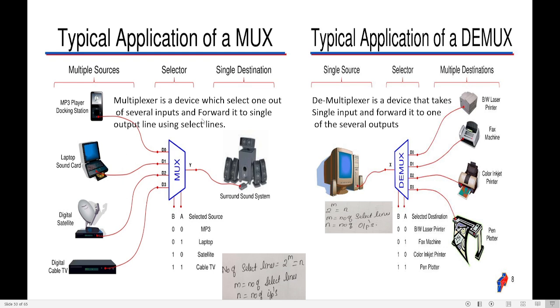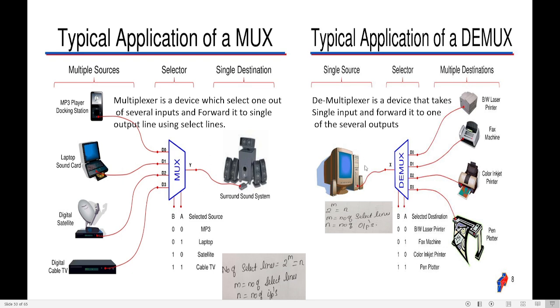This is a typical application of a multiplexer, where several devices like an MP3 player, laptop, satellite and digital cable TV are all connected to 4 different inputs of a multiplexer. The select line selects any one of the inputs and gives it to the output, which is connected to the surround sound system. So this is a broad application of a multiplexer.